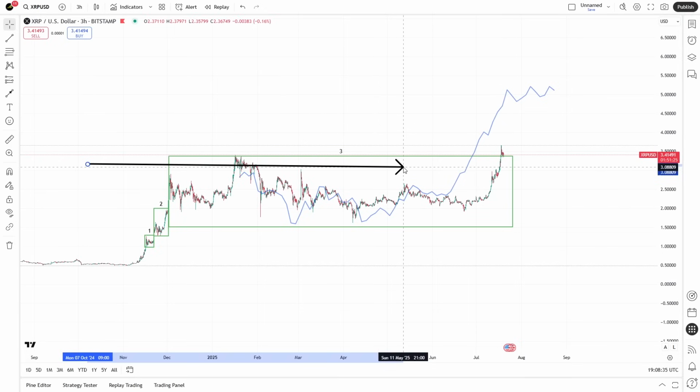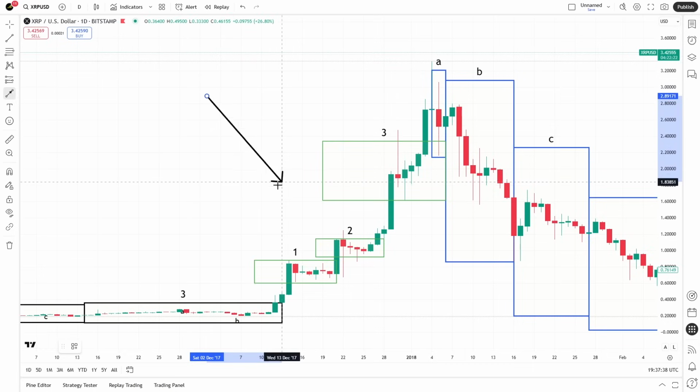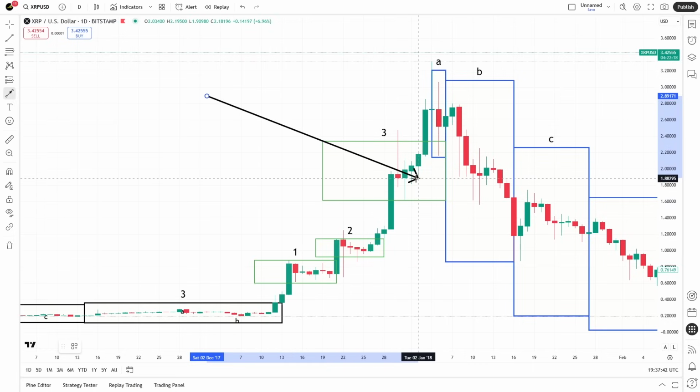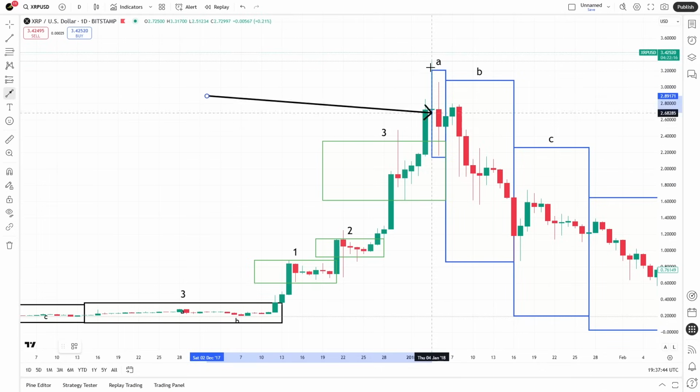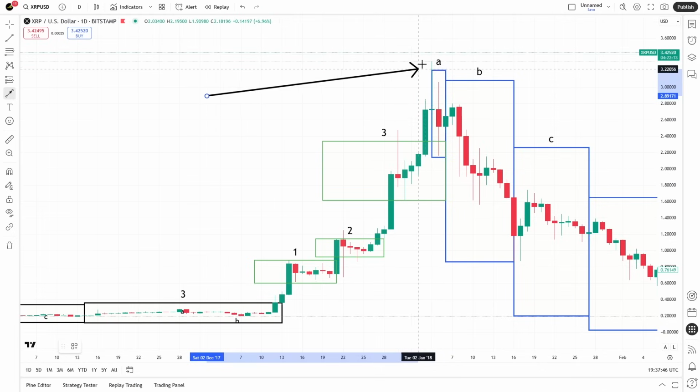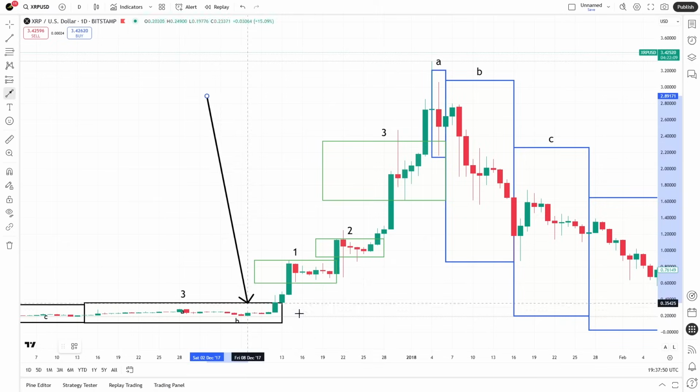Okay, so what does that mean? If this is the third corrective structure, where does that put us in relation to historical bull runs? So this is the 2017/2018 bull run structure. Here's the third corrective structure. As you can see, it's near the peak. So what we're missing is the blow off top, folks. That is where we are in the big picture.